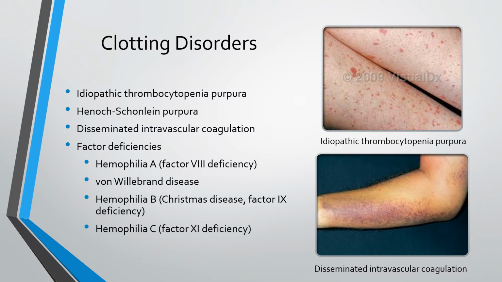Henoch-Schönlein purpura, HSP is what you've maybe heard, develops after a viral or bacterial infection. Disseminated intravascular coagulation, or DIC, is in a critically ill patient that has overactive coagulation. And then factor deficiencies is what we're really going to focus on and look at. We're going to look at hemophilia, factor 8 deficiency. You can also see von Willebrand's, hemophilia B, otherwise known as Christmas disease, or factor 9 deficiency, and then hemophilia C, which is that factor 11 deficiency.